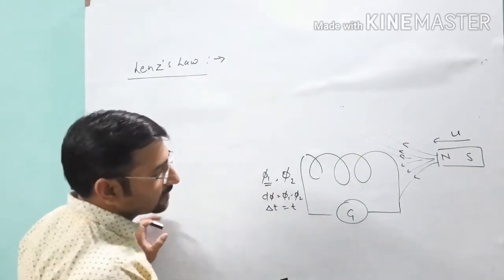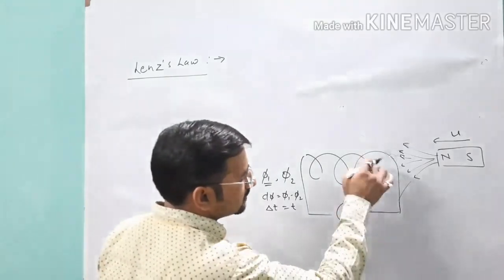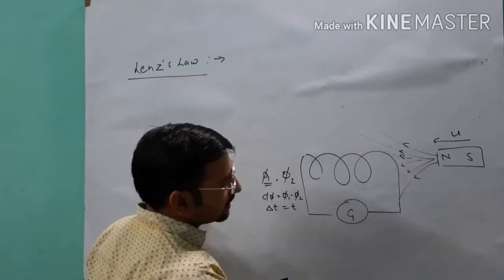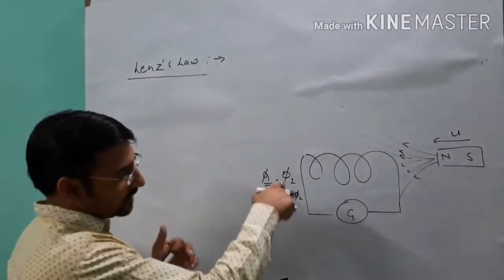So for this condition, the major task is how we will show the direction and how the current will flow through the coil.